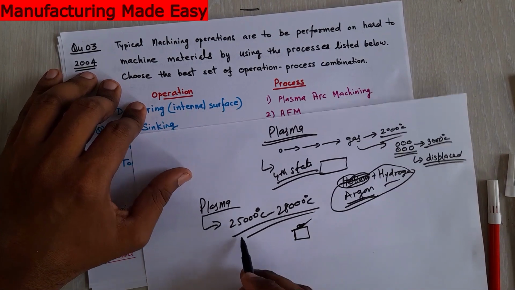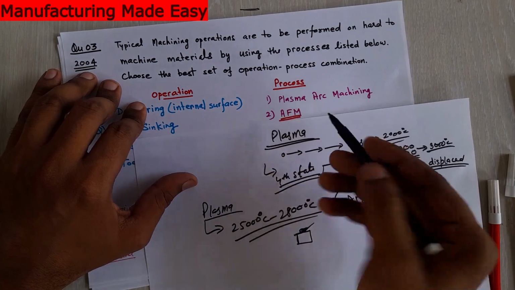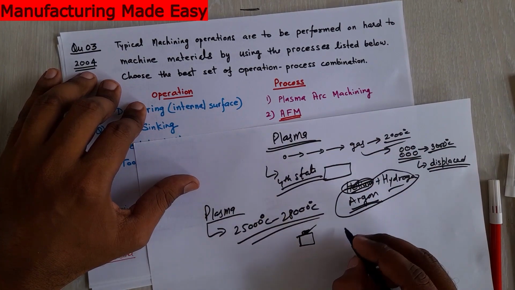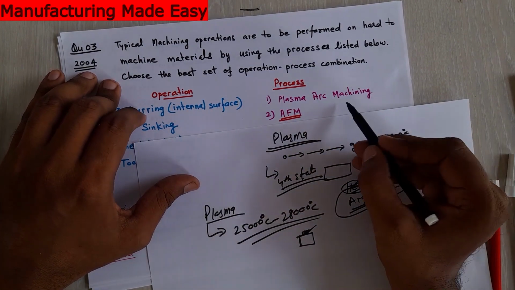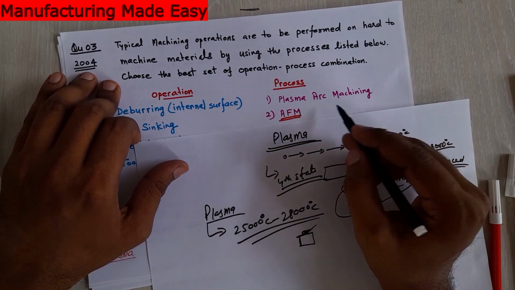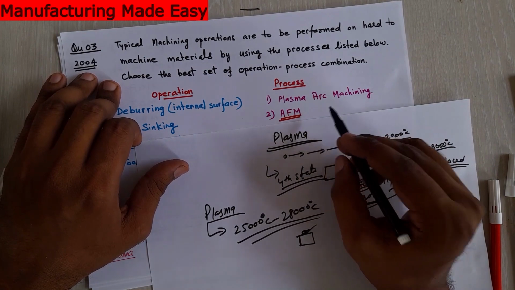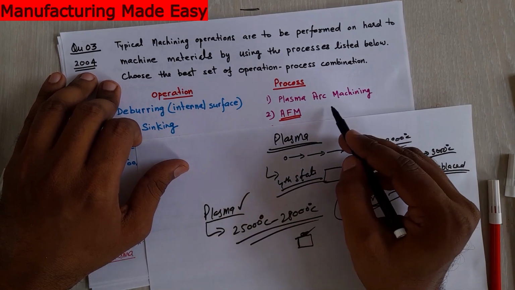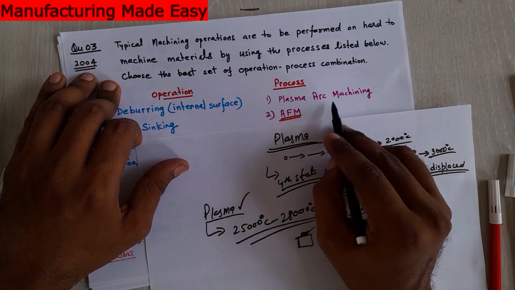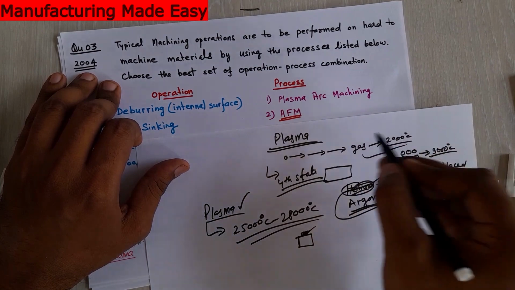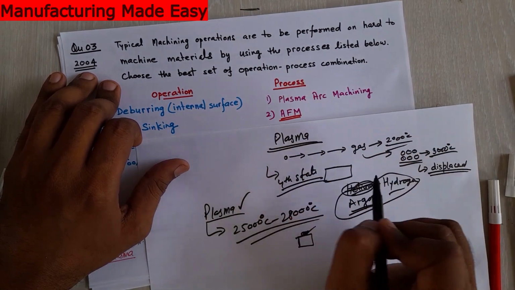So this is called plasma arc machining, as we use in plasma arc welding. But in plasma arc welding the velocity of the hot gas, this plasma, is less compared to plasma arc machining. Means in plasma arc machining the velocity of the plasma is more as compared to welding.